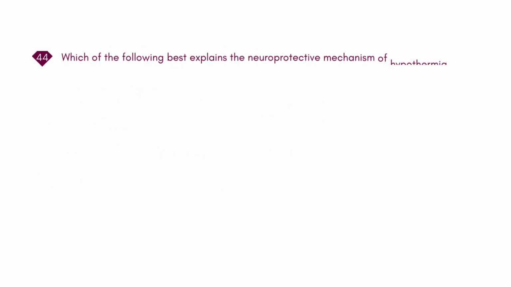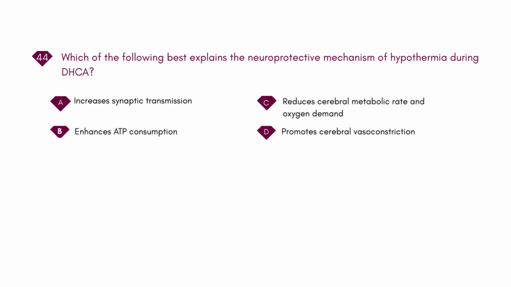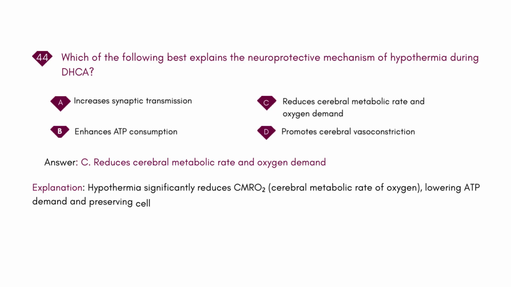Which of the following best explains the neuroprotective mechanism of hypothermia during DHCA? A. Increases synaptic transmission. B. Enhances ADP consumption. C. Reduces cerebral metabolic rate and oxygen demand. D. Promotes cerebral vasoconstriction. Answer: C. Reduces cerebral metabolic rate and oxygen demand. Explanation: hypothermia significantly reduces CMRO2, cerebral metabolic rate of oxygen, lowering ADP demand and preserving cell viability during periods of circulatory arrest.